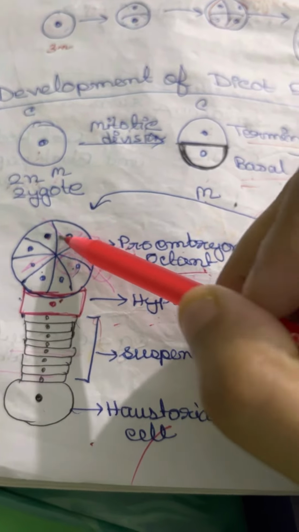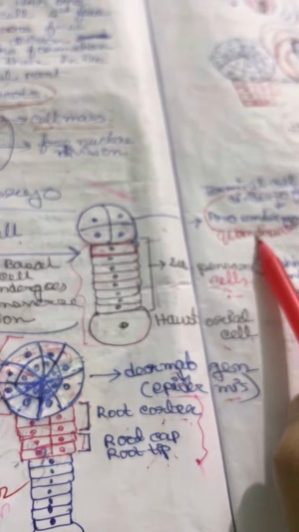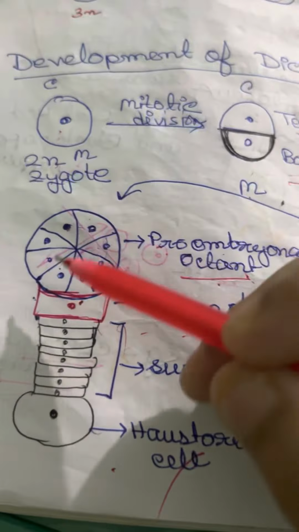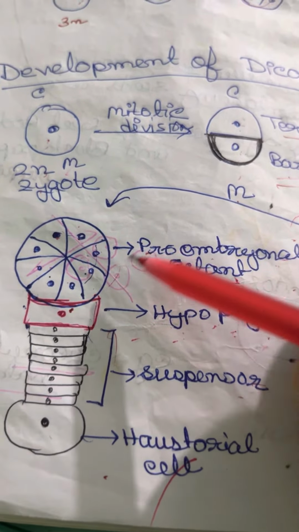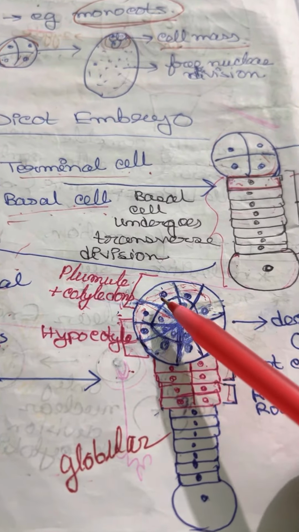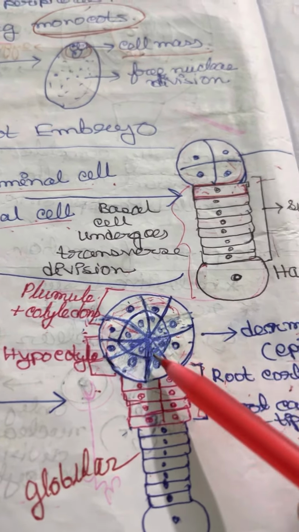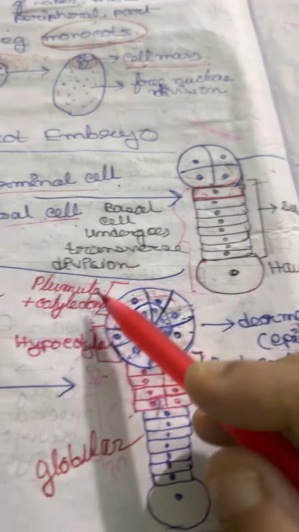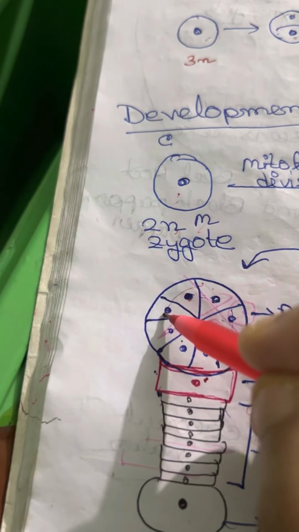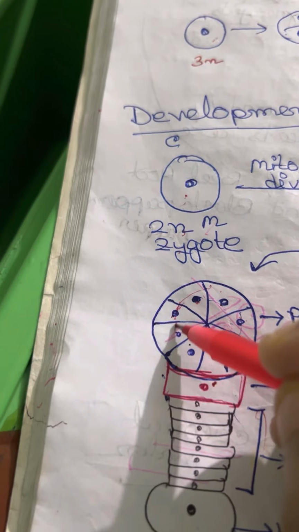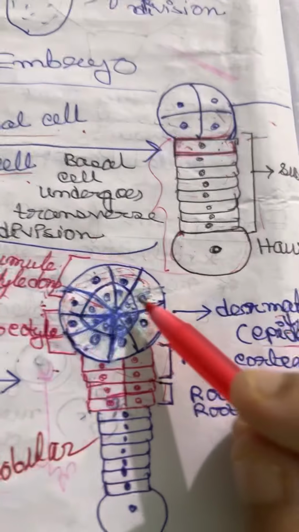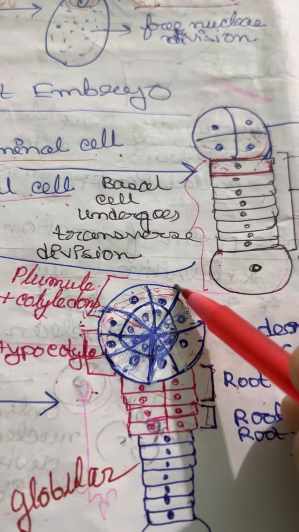Now what will be the next change? We say this is the proembryo quadrant because 4 cells are there. It is the proembryonal octant because 8 cells are there. This proembryonal octant again divides into inner and outer cells. You see, in this way this cell will divide like this, and this cell like this. So division takes place, outer inner, outer inner, outer inner.